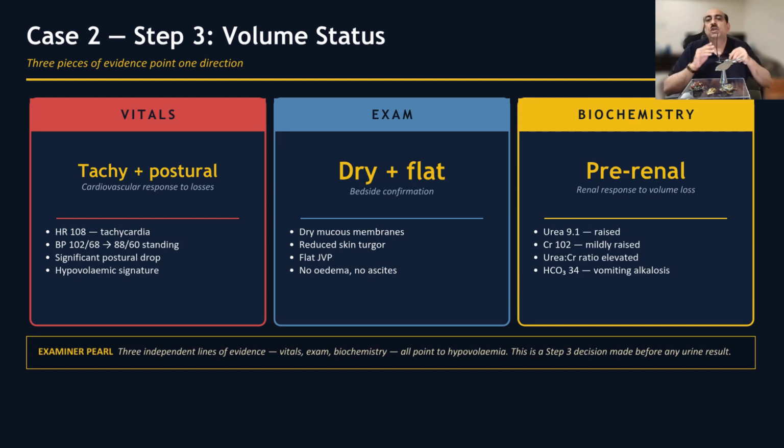Step number 3, volume status assessment. We noticed previously that the patient is tachycardic, has postural hypotension of around 14 or 15 millimeters of mercury, and clinically mucous membranes are dry with reduced skin turgor and a flat JVP. There is no edema or ascites. All of them are clearly suggestive of hypovolemia and dehydration. Now, the initial labs support the diagnosis of pre-renal AKI because urea and creatinine are raised, and the serum bicarbonate of 34 again corroborates with vomiting and the loss of acidic contents.